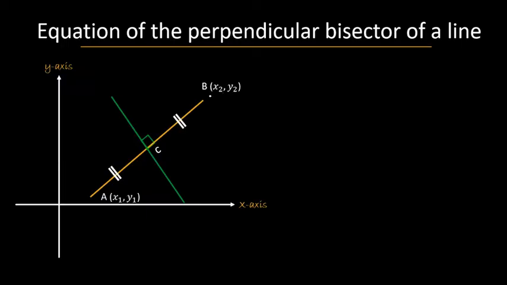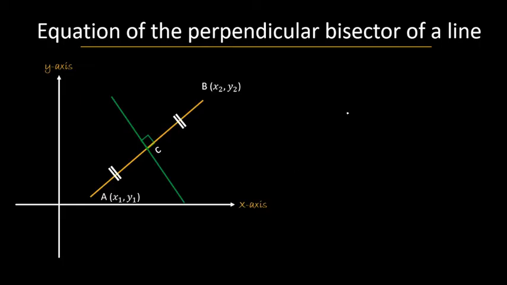Now, if we are to find the line that is perpendicularly bisecting this line, which is the one in green over here, which is the perpendicular bisector, that means the line that is cutting line AB exactly at the middle, forming an angle of 90 degrees. If we are to calculate the equation of that line, let's look at how we do that.